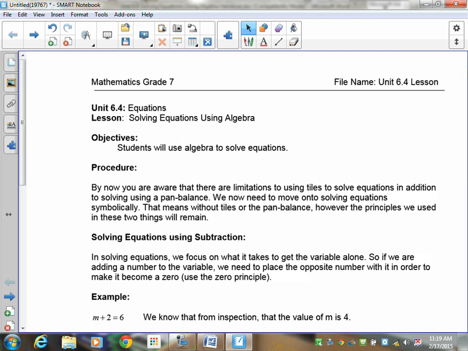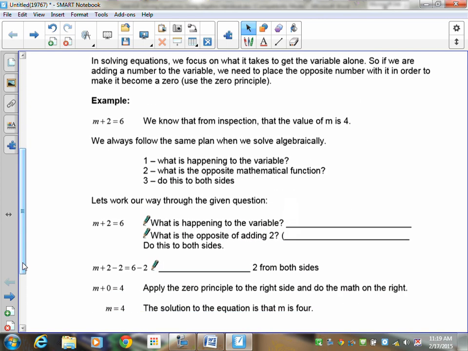The reason we have to do this is because you're going to get decimals. You're going to get fractions. You cannot use fraction blocks and decimals using tiles. It just doesn't work. So let's take a look at an equation, and we're going to go through it and do what's called symbolic. So the first one is m plus 2 equals 6.